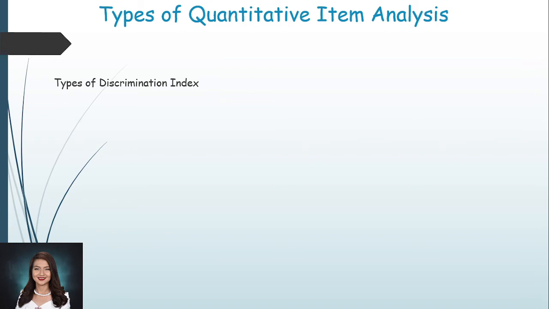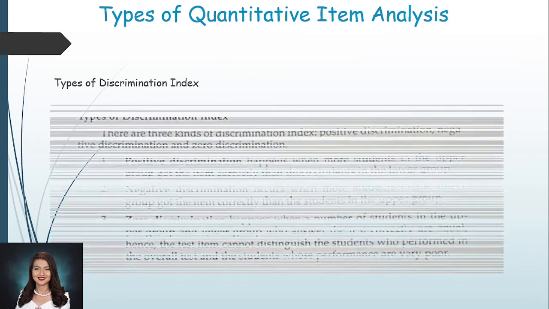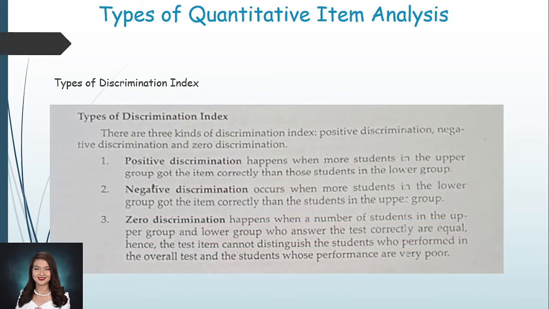First, the positive discrimination, the negative discrimination, and lastly, the zero discrimination. So let's talk about the positive discrimination. It happens when more students in the upper group get the item correctly than those students in the lower group.